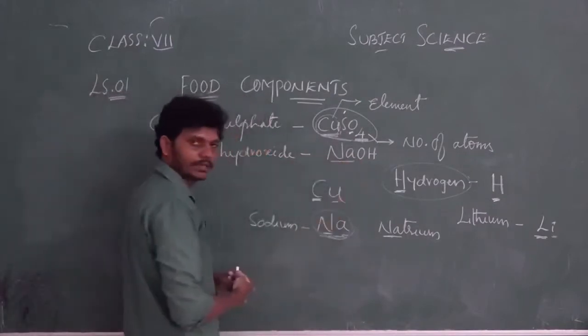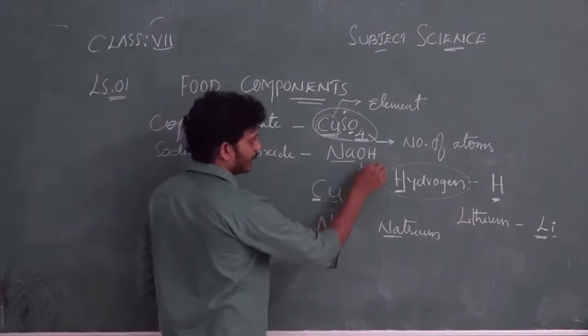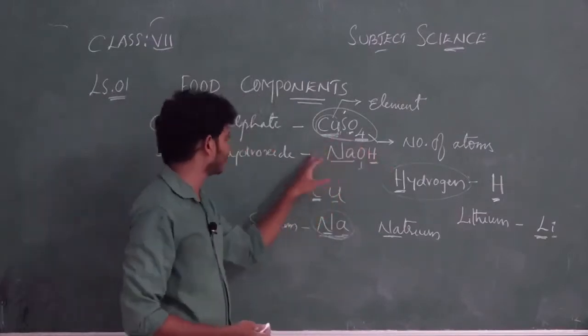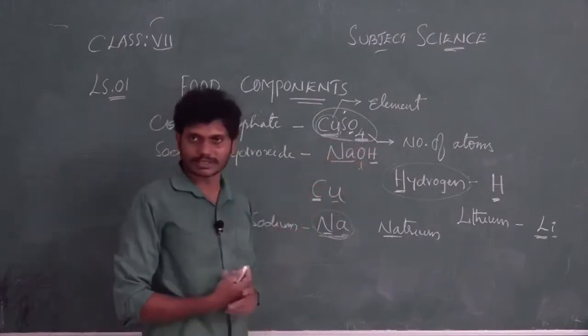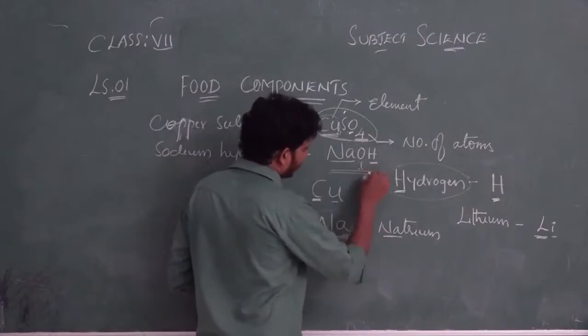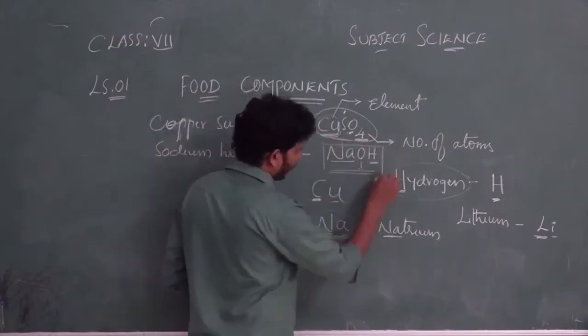Na is one element, oxygen is the other element, hydrogen is the other element. Totally we have three elements present in the formula of sodium hydroxide. We can say this is a base. NaOH is a base.